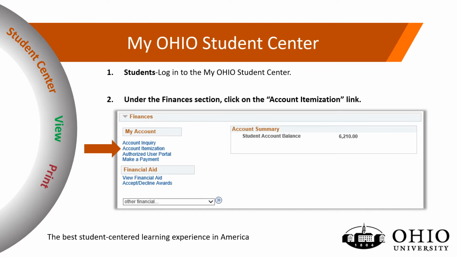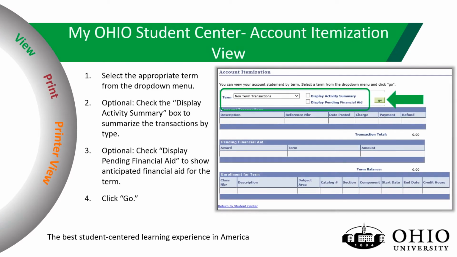Students access the account itemization through their My Ohio Student Center under the Finance section by clicking on the Account Itemization link. Select the appropriate term from the drop-down menu. By default, the account itemization will display transactions in date order. The display activity summary and the display pending financial aid boxes are optional.